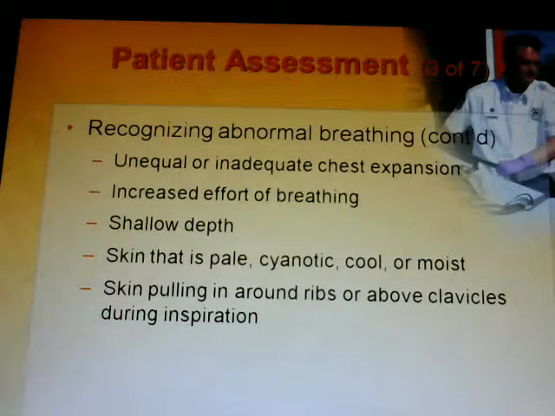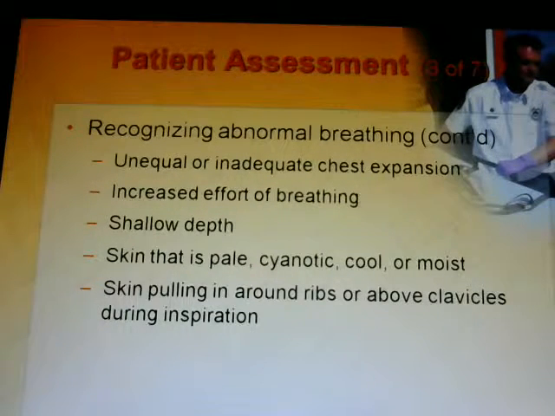Unequal and inadequate chest expansion. Increased effort of breathing. Someone talking, "I'm having trouble breathing." And that's somebody who's not getting the air that they really need to be getting to maintain an open airway. It's a problem.